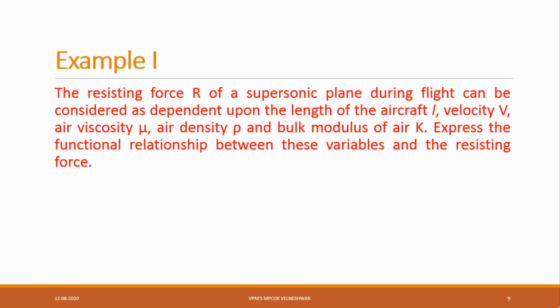There is a force having some length, that is the aircraft length, velocity v, viscosity mu, density rho, and bulk modulus of air k. Means length is there, velocity is there, viscosity is there, density is there, and bulk modulus is present here. Express the functional relationship between these variables and the resisting force.